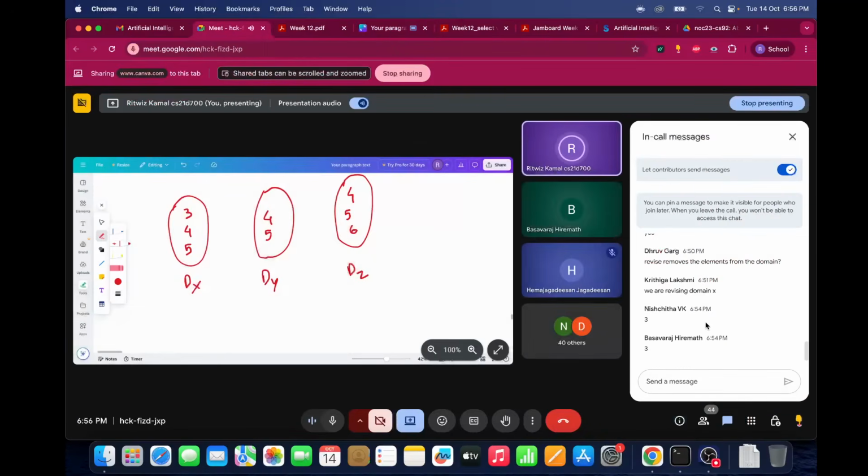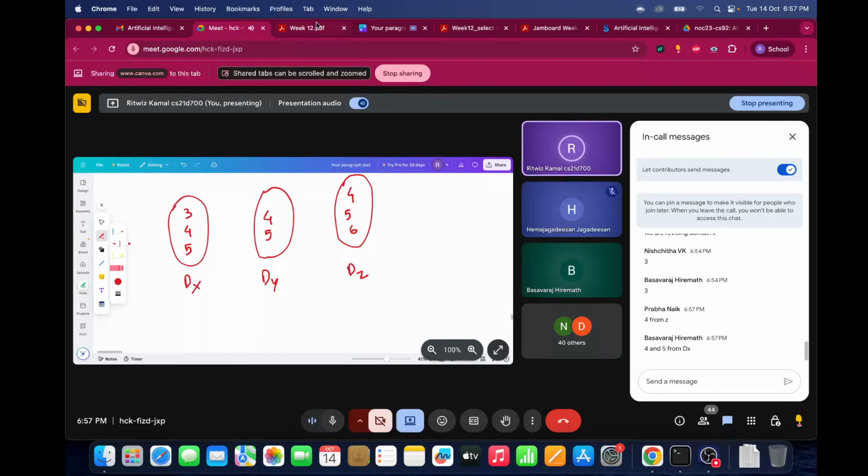Okay, I'll wait for a couple of minutes for you to try to solve this. 5 should be removed. 5 should be removed from which domain? dx. Okay. Any other element should be removed from any other domain? 4 should be removed in dz. Correct.